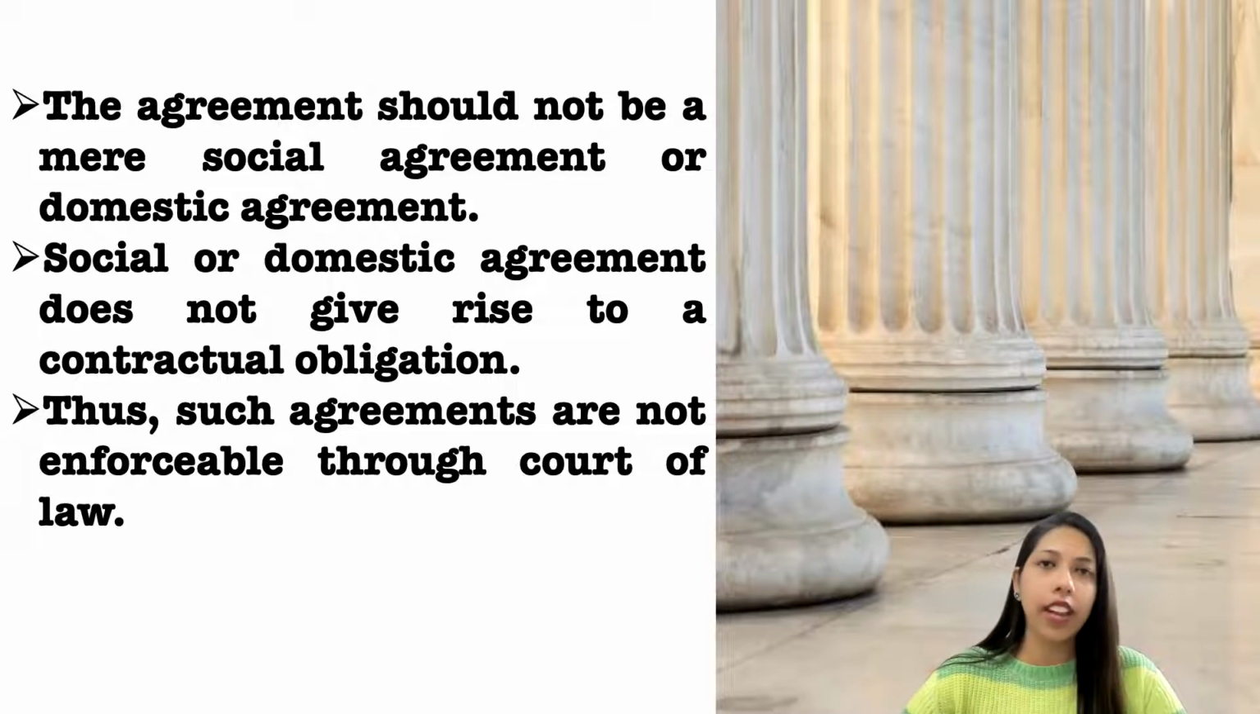For example, a social agreement is like you are entering into an agreement with your friend or your colleague. And a domestic agreement, for example, is an agreement with your parents, or an agreement between a husband and wife. So according to section 10, it should not be a mere social agreement or a domestic agreement.